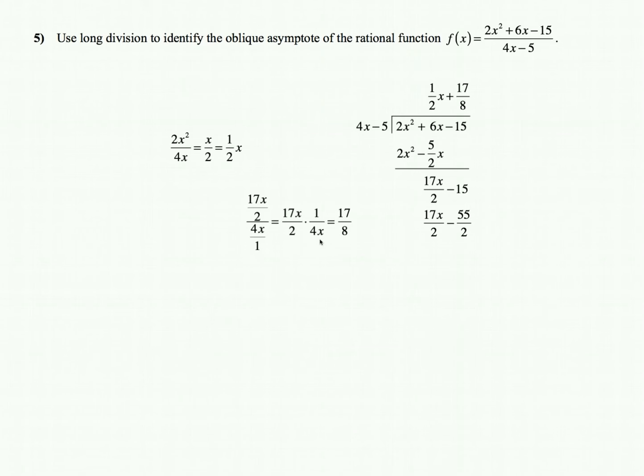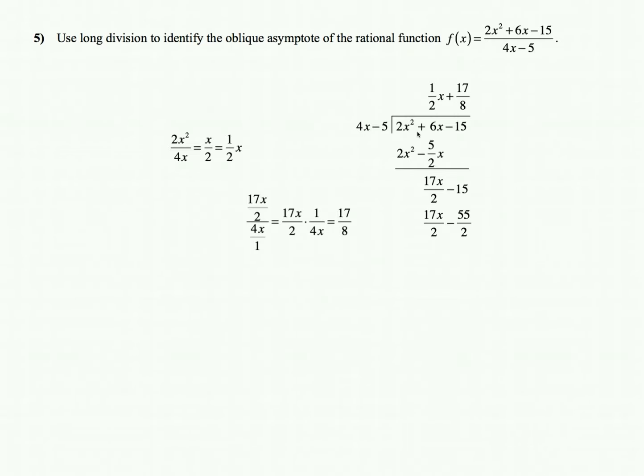Question 5 asks us to use long division to identify the oblique asymptote of this rational function. We know it has an oblique asymptote not just because the question references 1, but because the degree of the numerator, which is 2, is exactly 1 greater than the degree of the denominator, which is 1. So as it says, we will use long division to identify that asymptote, and this is the familiar format for long division that we did in grade school, hopefully.